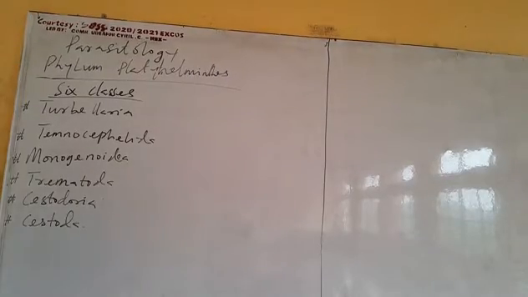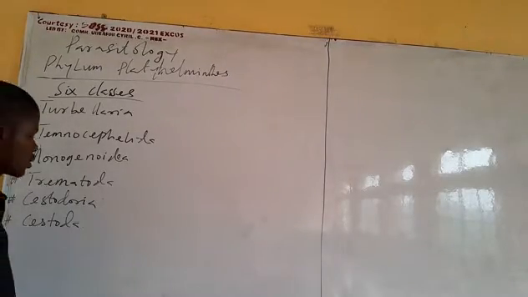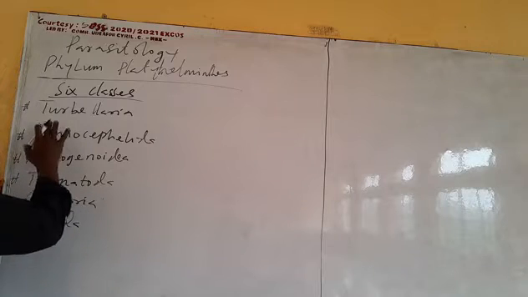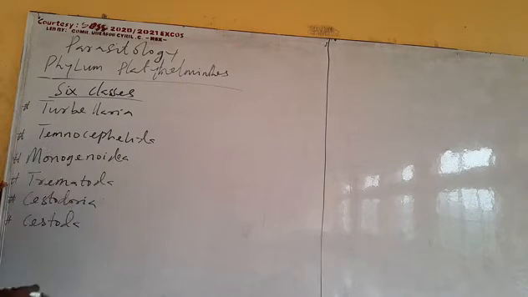Alright, so I was talking about the characteristics of phylum Platyhelminthes. We have 6 classes in this phylum. The first class is class Turbellaria. The second one is Temnocephalida, Monogenea, Trematoda, Cestodaria, and Cestoda.